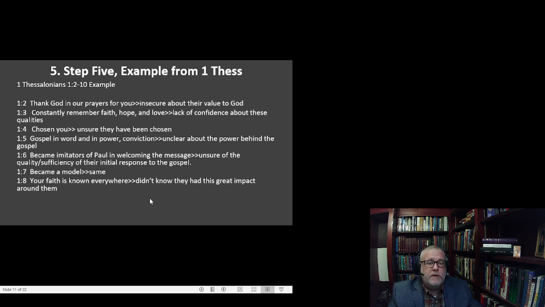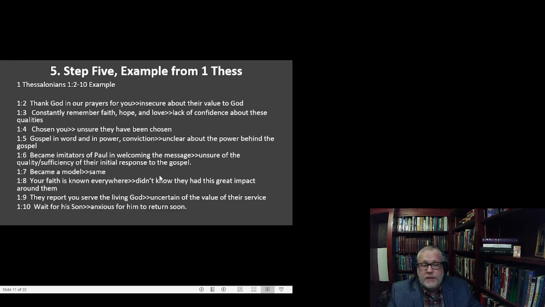Your faith is known everywhere. Maybe they don't know they have this great impact on others around them. All right, they report that you serve the living God. Maybe they're uncertain of the value of their service or the identity of who they serve. I doubt that one, but it's a possibility when someone says they report you serve the living God. Maybe they just don't know that others are reporting about them. That's another option.